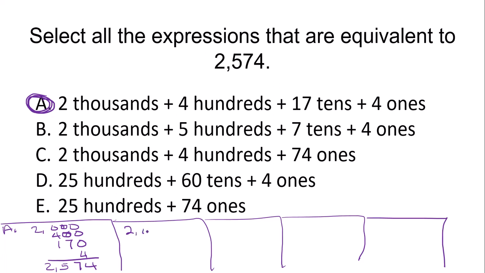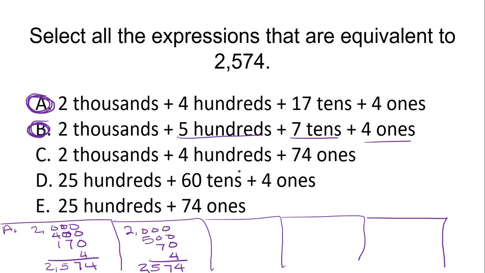So that's 2,000 plus 5 hundreds, 500, plus 7 tens. 7 tens is 70. And then 4 ones. 4 ones will go here. So 4, 7, 5, 2. Is that 2,574? Yes, it is 2,574. So B works out just the same.